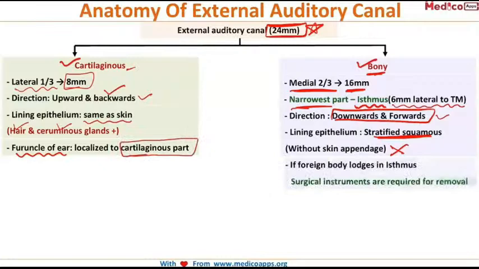And when we talk about the isthmus, whenever there is a foreign body in the ear, usually it is present in the isthmus, and removal of this is not easy. It requires surgical instruments. Okay.